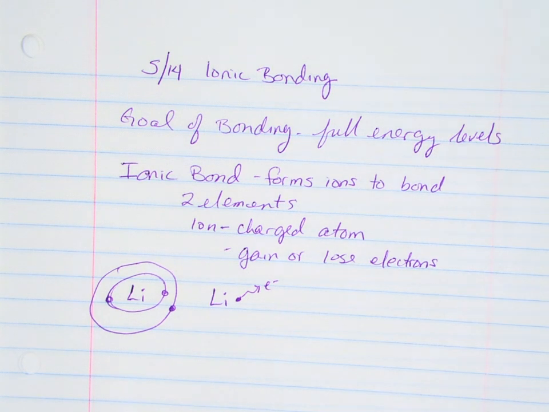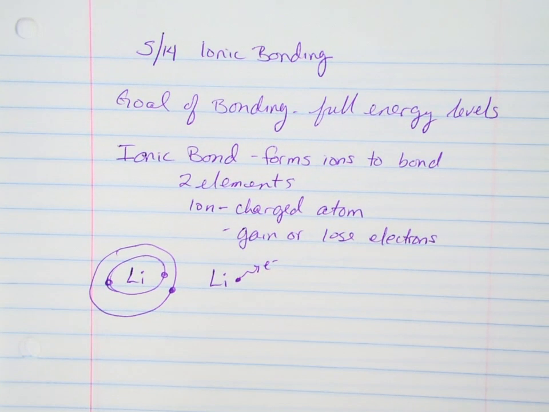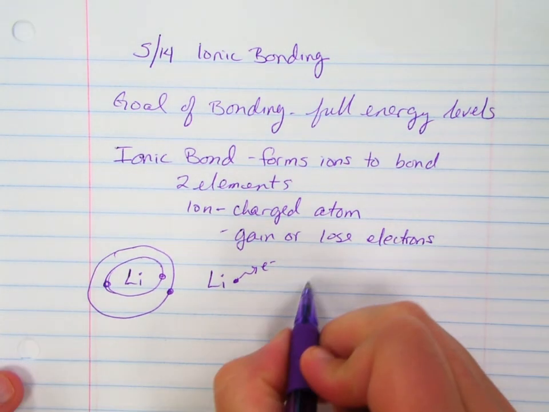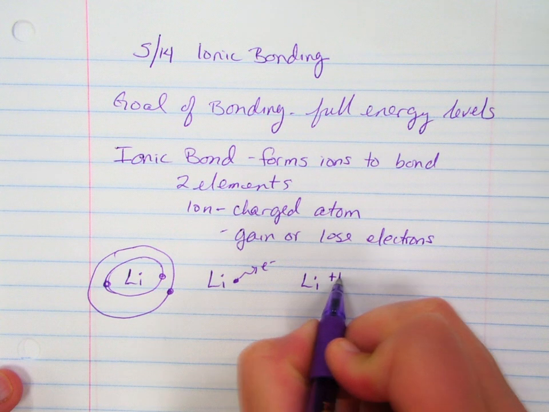If it lost 1 negative charge, that would leave it with more protons than electrons because a neutral atom has the same number of protons and electrons. So that would make it a positively charged particle.